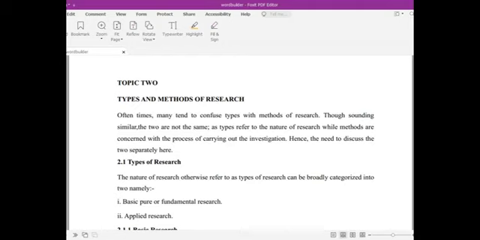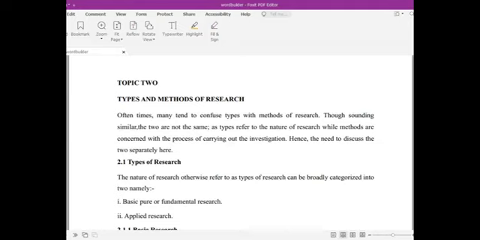Types is different from methods. They are two different things. Oftentimes, many tend to confuse types with methods of research. Though sounding similar, the two are not the same, as types refer to the nature of research, while methods are concerned with the process of carrying out the investigation. Hence the need to discuss the two separately here.